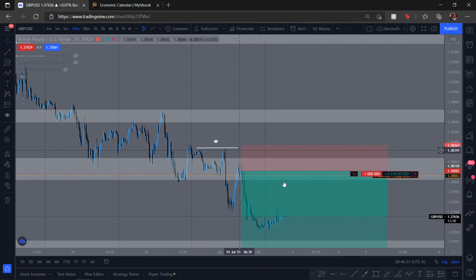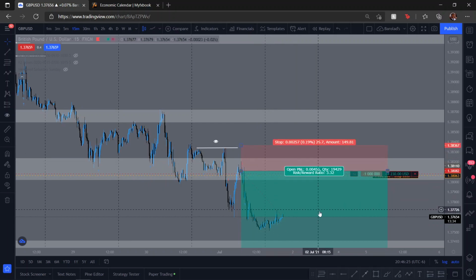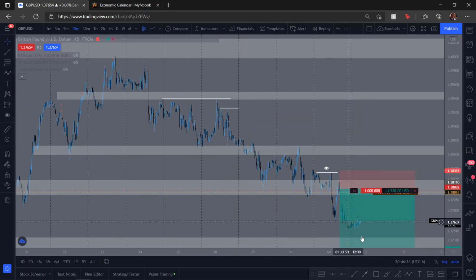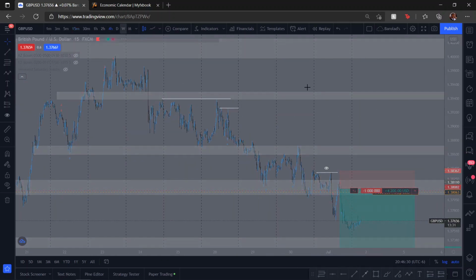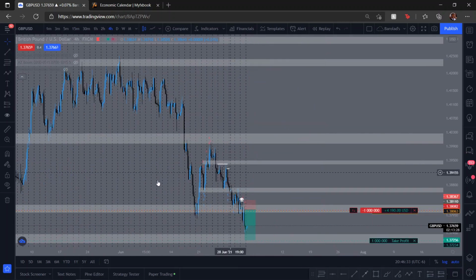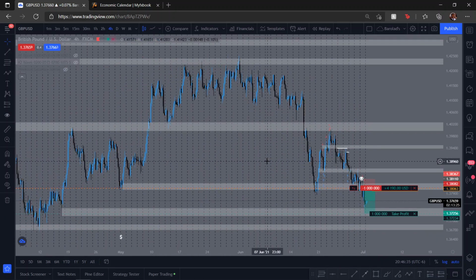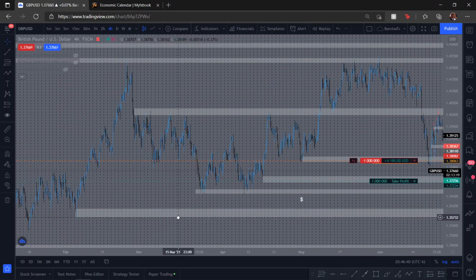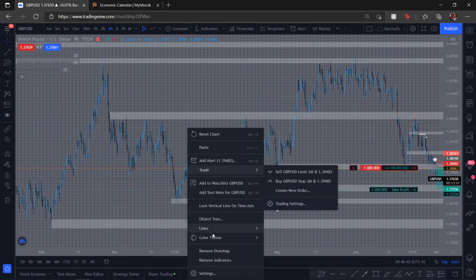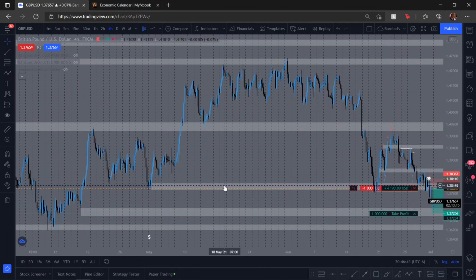So that's why we set the stop loss just a little bit right above, and then we set our take profit down at the next support level. So on a higher time frame, you can see that our next support level is actually at this area at 1.37250, which is an institutional level, right?